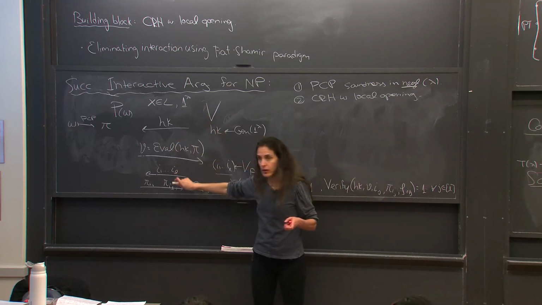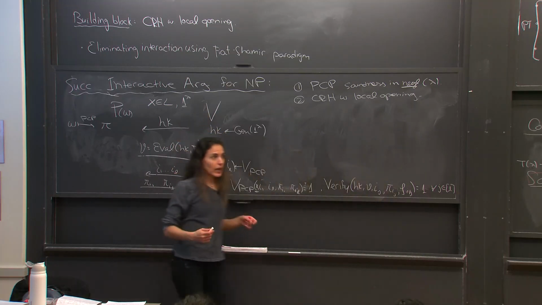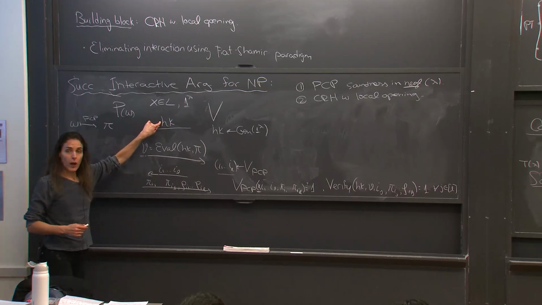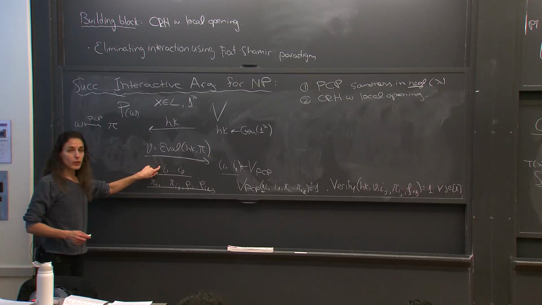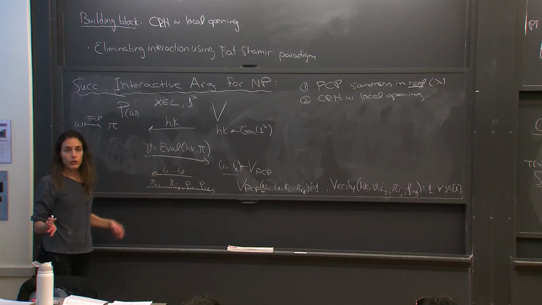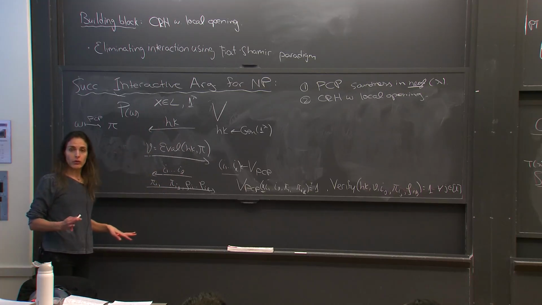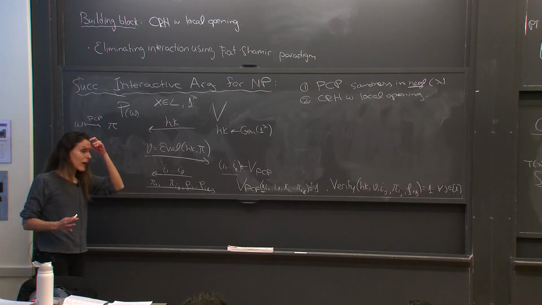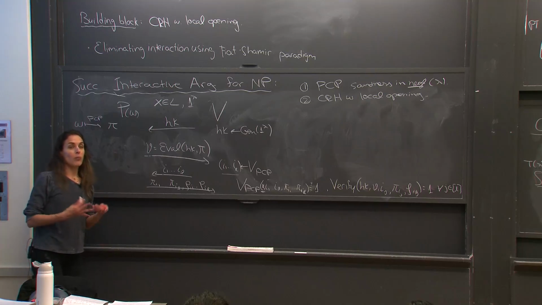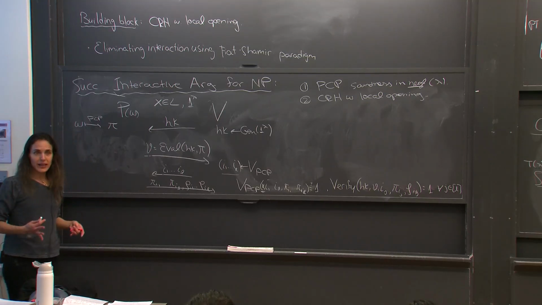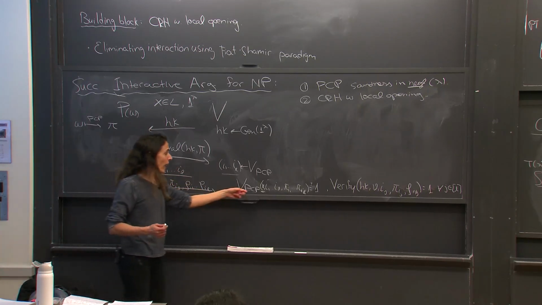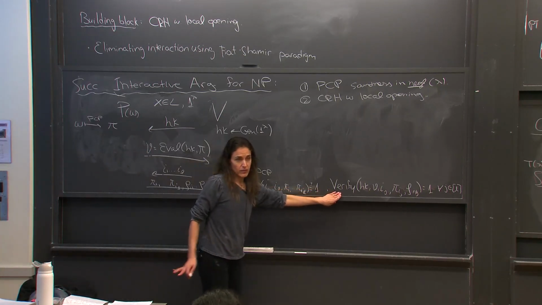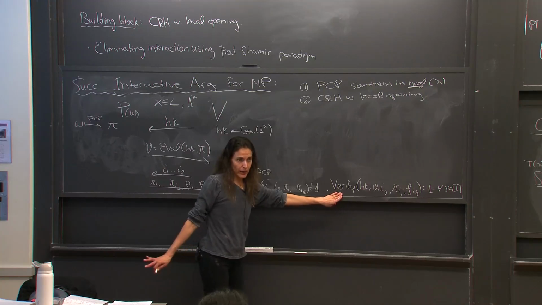But the communication is very small. So the communication is hash key, which is probably security parameter, V, which is security parameter, I1 up to IL, which is going to be at most security parameter, and the opening, which is security parameter. So everything here only grows with the security parameter. Polynomial in the security parameter, not in x. So if the security parameter is polylog n, n being the length of x, then you have communication polylog n.